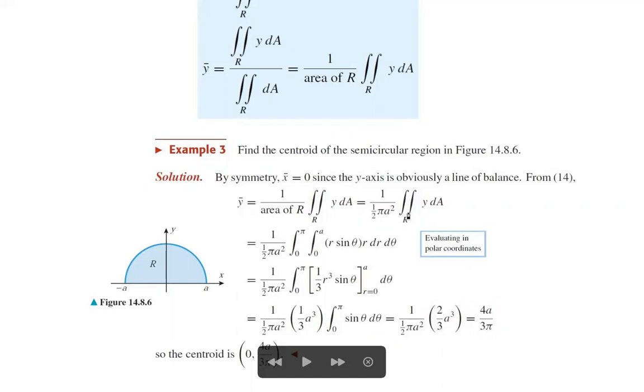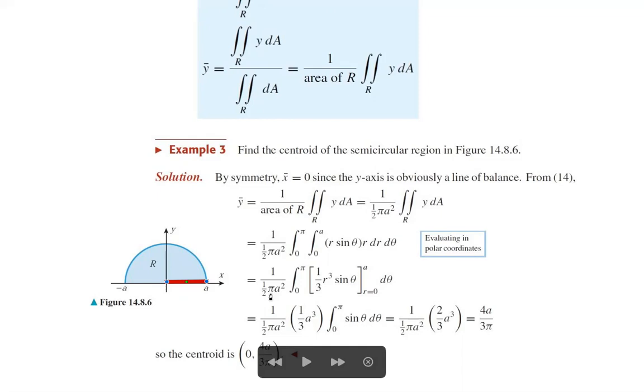Now convert into polar coordinates. Theta varies from 0 to pi, and r varies from 0 to a. Y is equal to r sin theta, and dA is equal to r dr d theta.